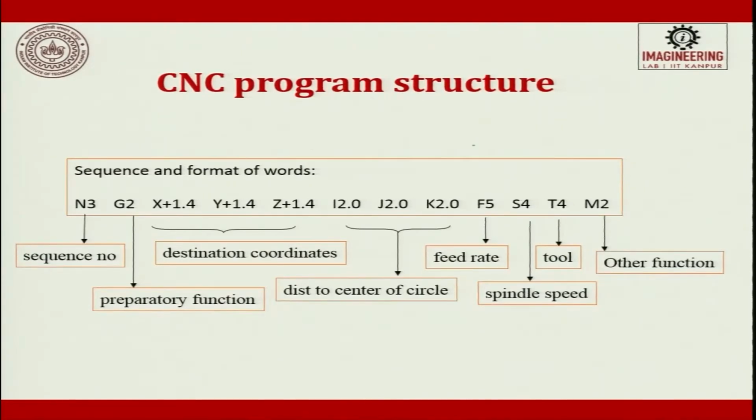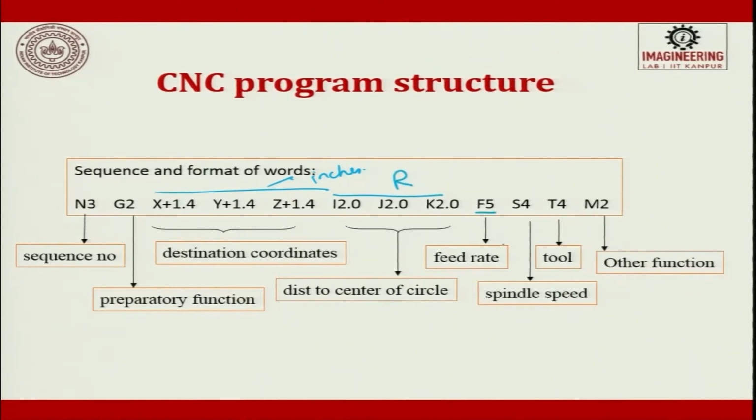So, this is the structure of a sequential block. You will have a sequence number, then a preparatory function, then the coordinates, all written in inches. So, it is X plus 1.4, Y plus 1.4, Z plus 1.4. These are the destination coordinates. I, J, K are the distances to the center of the circle, the X axis, Y axis, Z axis offsets, or if you do not want these, you can write it with the R command, which talks about the radius.